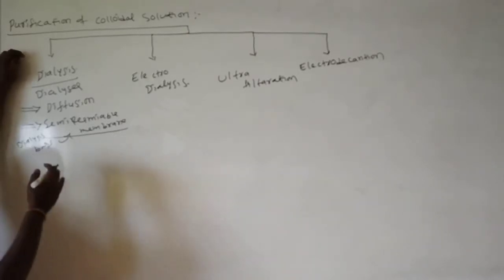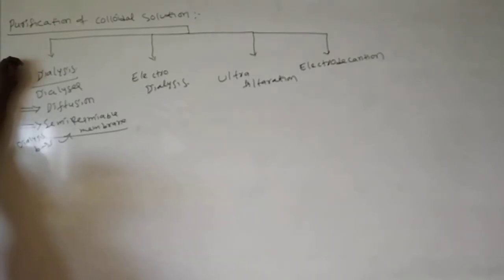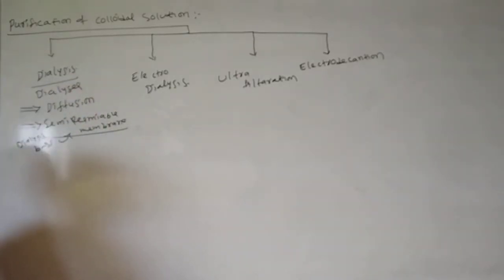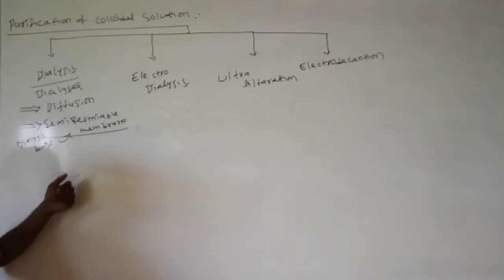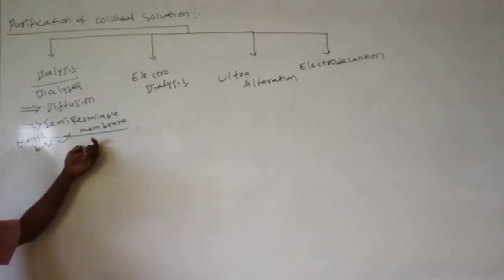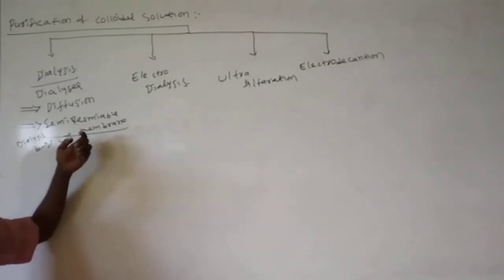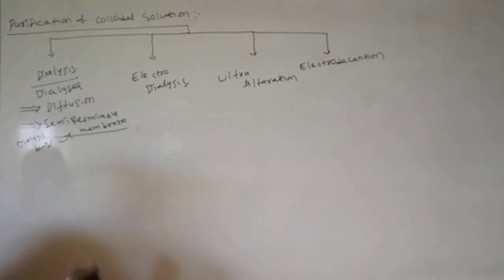What is the definition of semi-permeable membrane? The membrane, layer, or material which allows only solvent particles to pass, we call a semi-permeable membrane. This is also called a parchment membrane.